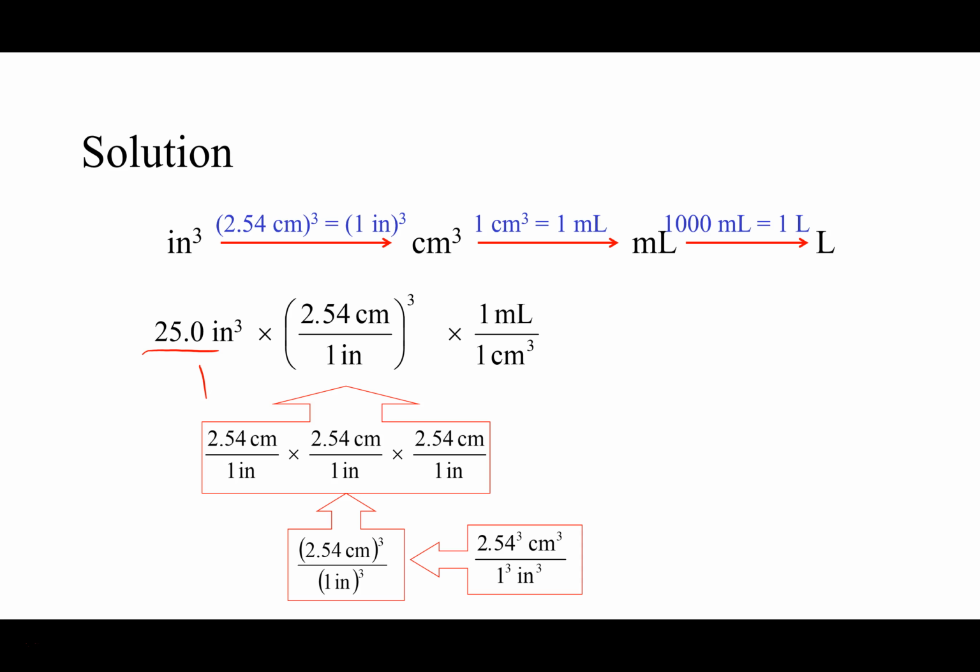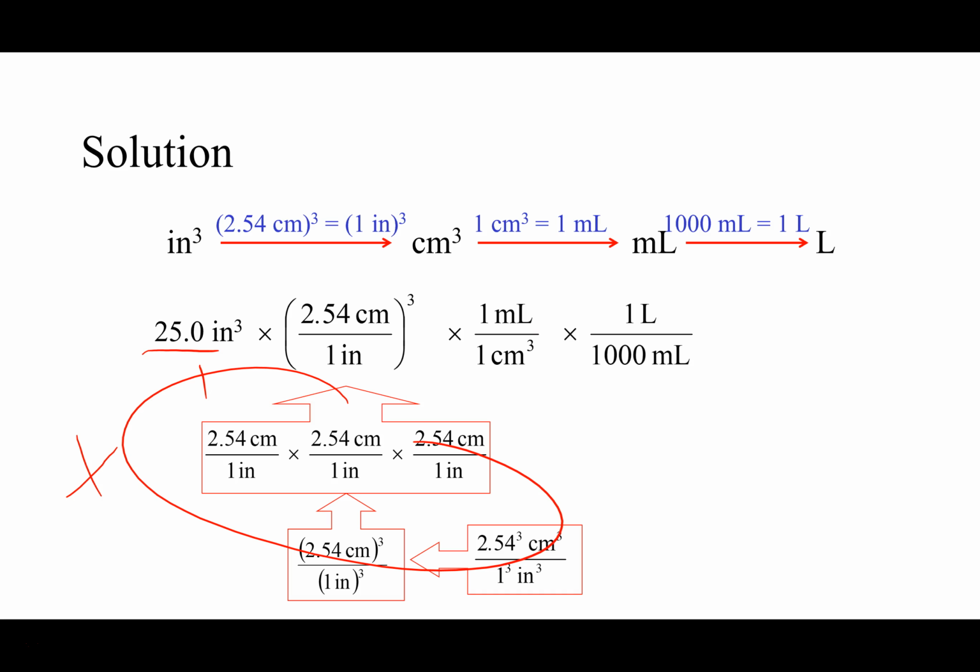Okay. Now we want to go to liters. So what does that last term look like? 1 liter over 1,000 milliliters. Yep, 1 liter over 1,000 milliliters. So inches cubed have canceled, centimeters cubed have canceled, milliliters have canceled. The numbers we need to deal with now: I got 25.0, I got 2.54 cubed in the numerator. In the denominator, I have 1,000.